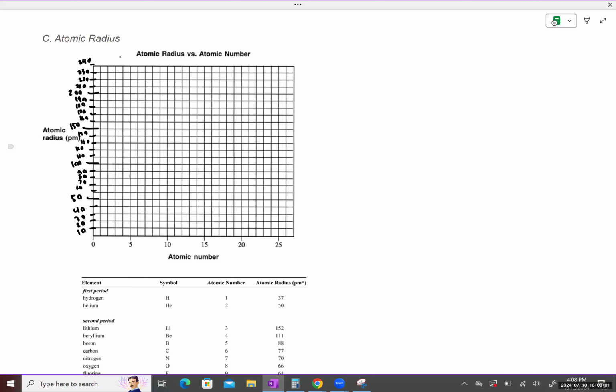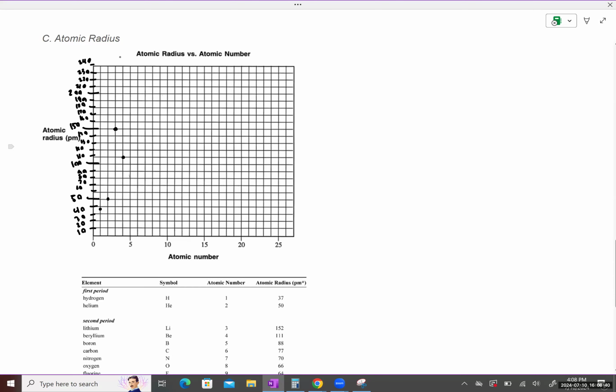So now we're just going to plot our data points. Atomic number 1 has an atomic radius of 37. Atomic number 2 has a radius of 50. Atomic number 3 has a radius of 150. And as you notice, as we move to a new row in the periodic table, from the first row to the second row, the atomic radius increases dramatically. We'll see if that trend repeats itself.